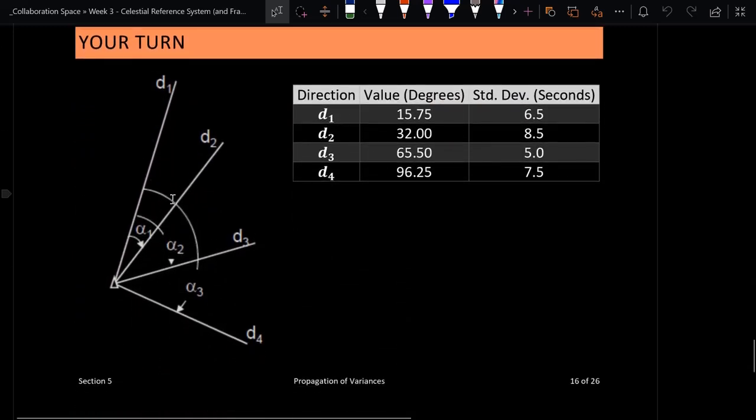Okay, so let's look at the actual example here. We have four observed directions listed in the table here. Here they are, direction 1, 2, 3, 4, and we have their standard deviations in seconds. The measurements themselves are in degrees. We are going to compute the three internal angles shown in the diagram on the left. So the first thing we need to do is establish what it is we're computing, what it is we've measured, and the relationship between them. And we need to get that into the form that we know how to use with our propagation of variances, which looks like this.